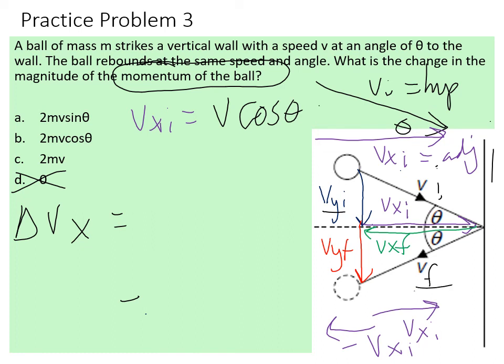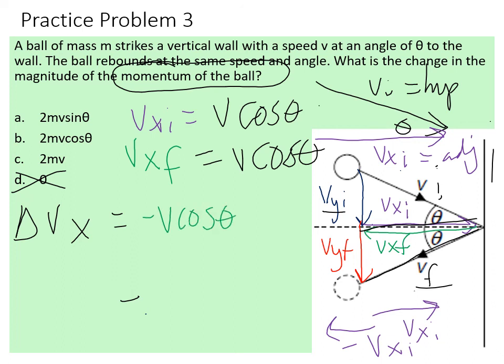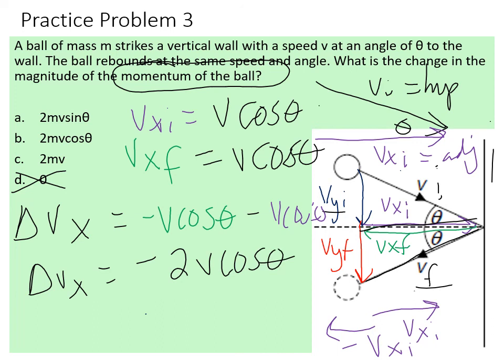I can do the same thing with this vector triangle here. Vx final is equal to the final speed, V, cosine theta. Now, velocity is a vector. It has magnitude, it has direction. So if I choose the right to be positive, the left to be negative, then my change in velocity vector, negative V cosine theta minus V cosine theta, delta Vx is equal to negative 2V cosine theta. Non-zero here.